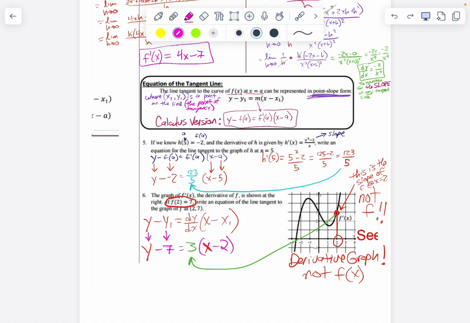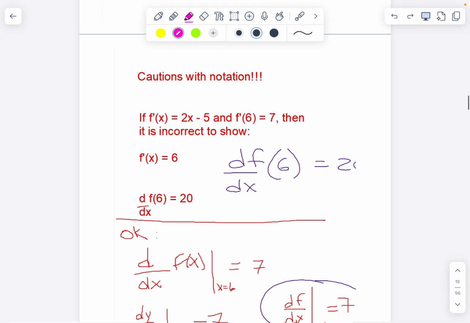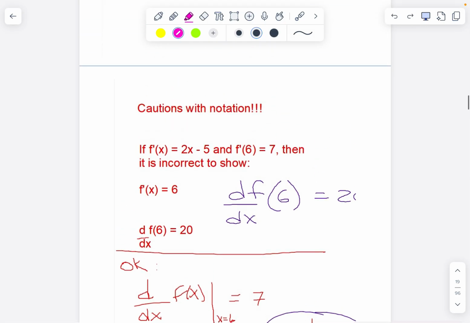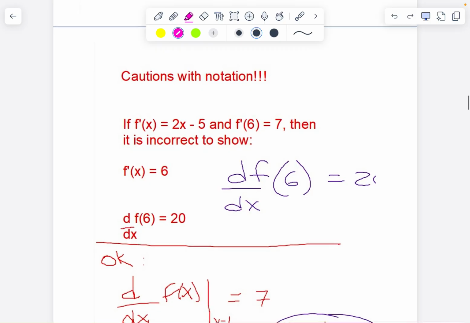Maybe you're not there yet, which is fine. I need to fix that slide so you can see it. Okay, a couple things on notation just to remind you. I know this got cut off. It's supposed to say 20 right there.